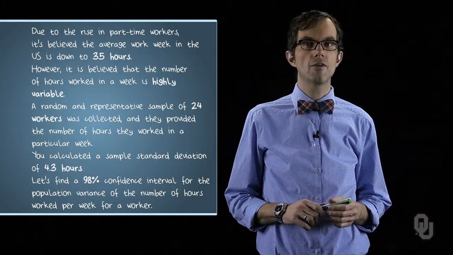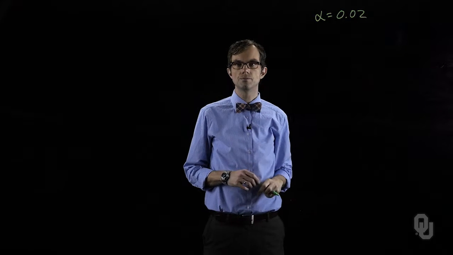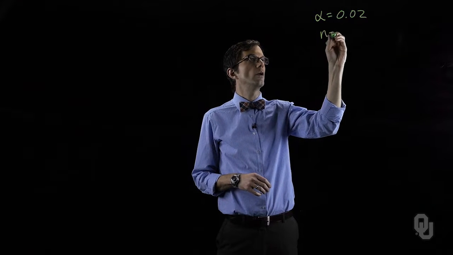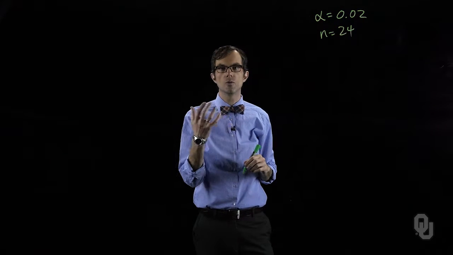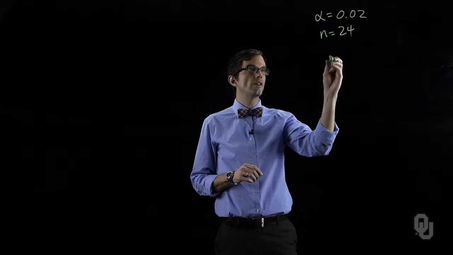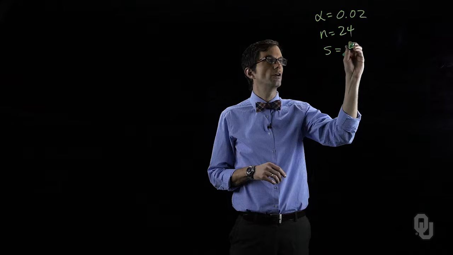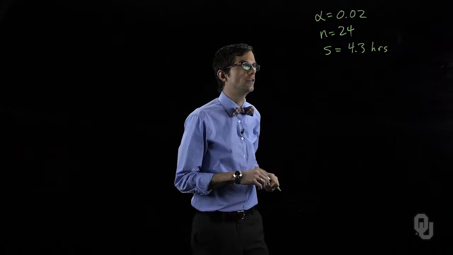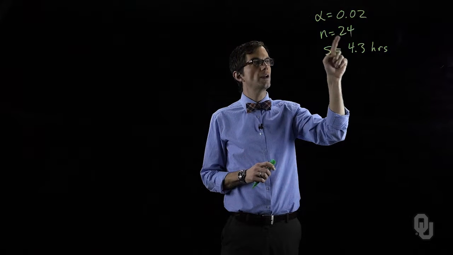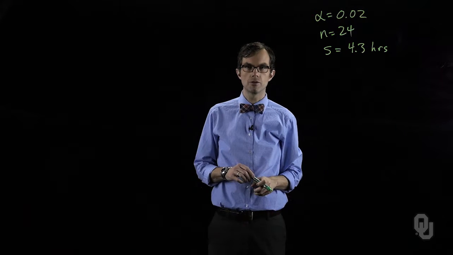Now let's find a 98% confidence interval for the population variance of the number of hours worked per week for a worker. Okay, so we want a 98% confidence interval here. So we know that alpha is 0.02. And we know that the sample size was 24. We collected observations of work week hours from 24 individuals, and we found that the sample standard deviation of their work week hours was 4.3 hours.